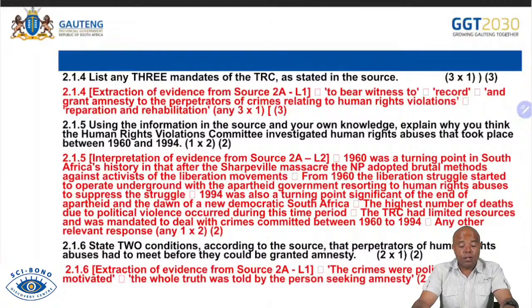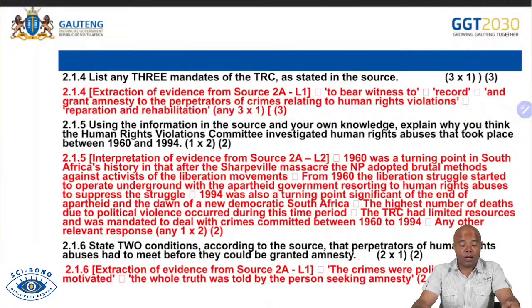2.1.5, using the information in the source and your own knowledge, explain why you think the Human Rights Violation Committee investigated human rights abuses that took place between 1960 and 1994. Now we can clearly see 2.1.5, it's a level 2 question. Look at the answer it's been given. 1960 was a turning point in South Africa's history, in that after, now take note, the question says using the information in the source and your own knowledge. This answer is not in the source. So this is what we call own knowledge.